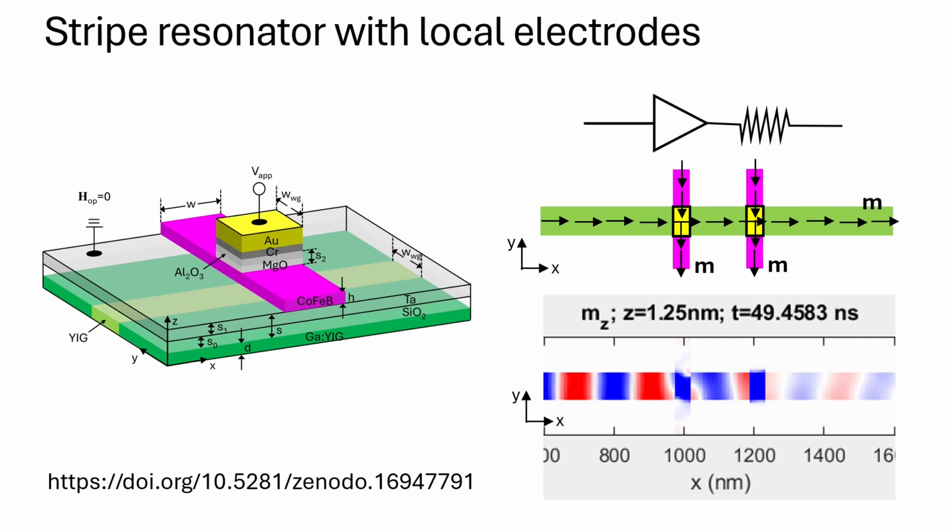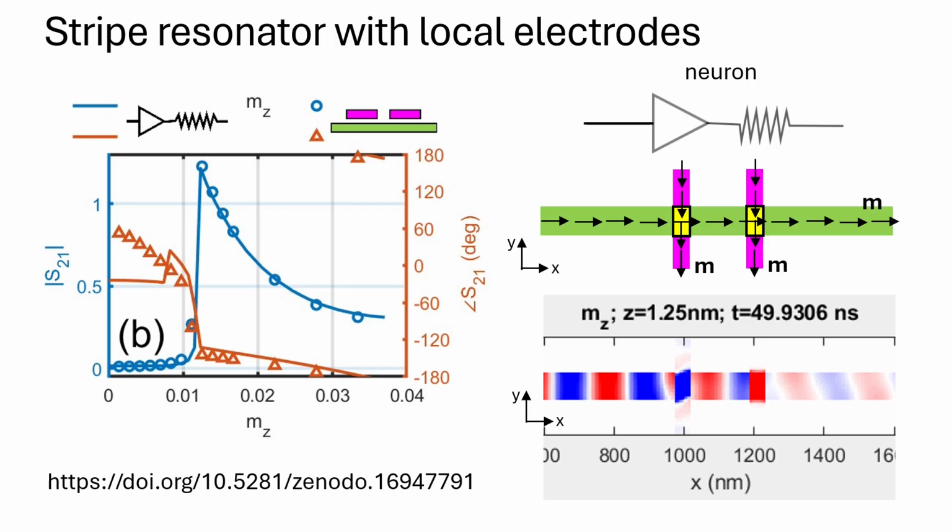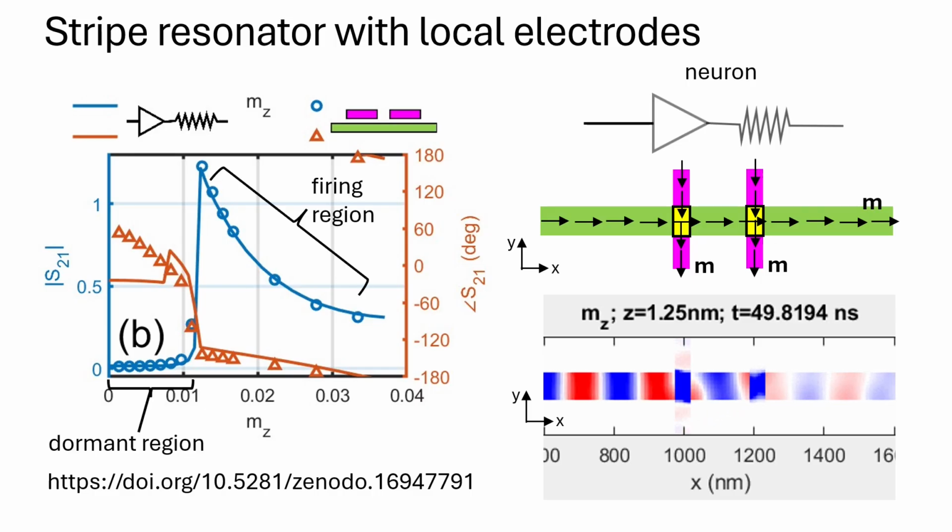Now, if we place an attenuator in tandem with an amplifier, we get a neuron. The transfer characteristic of a neuron is highly nonlinear against incident spin wave amplitude Mz, which consists of a dormant region and a firing region. The details of the ECMR neuron behavior are referred to in the reference as indicated on the screen.